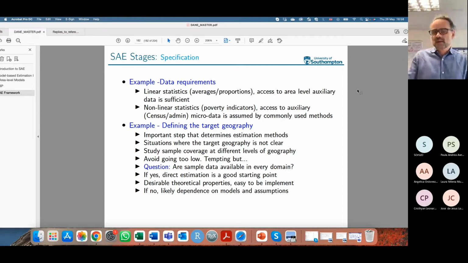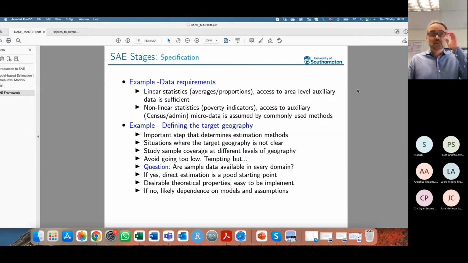But again, just starting by looking at how the sample data is allocated across different domains is really important, right? Simple descriptive analysis, as we do with every statistical analysis. Start by looking at your sample data and how they are distributed across the geographies of interest. Obviously, if you can use a direct estimator, or some of the estimators that Angela described, then these have desirable theoretical properties. They're easy to implement. You can use the survey packages, the sampling packages, and so on to implement the methods, right?